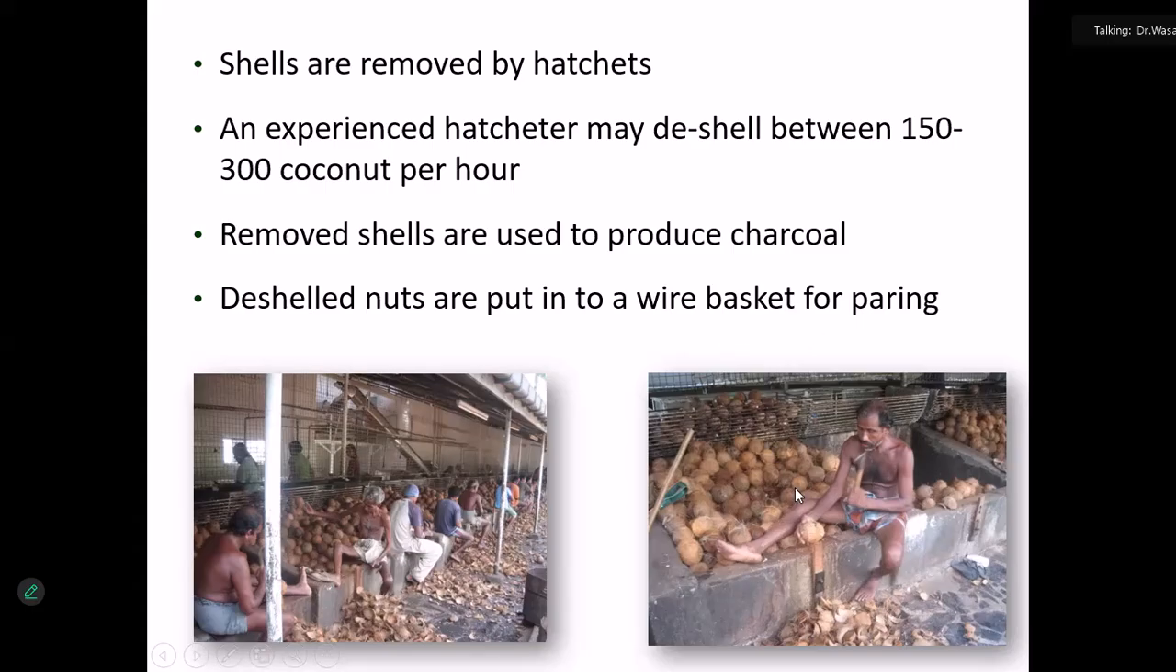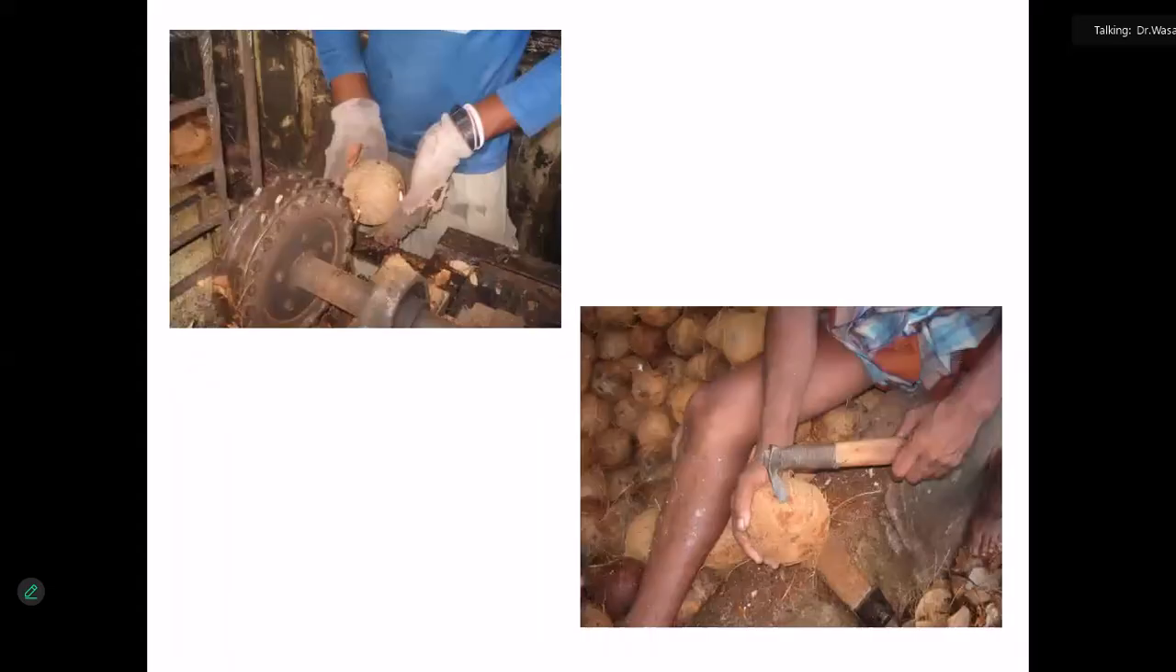After removing the cell, they put it into this wire basket. You can see here, they throw it into this wire basket. This is the outside of the battery. This is inside. So after removing the husk, after removing the cell, they put it into this basket. That is for the next step.